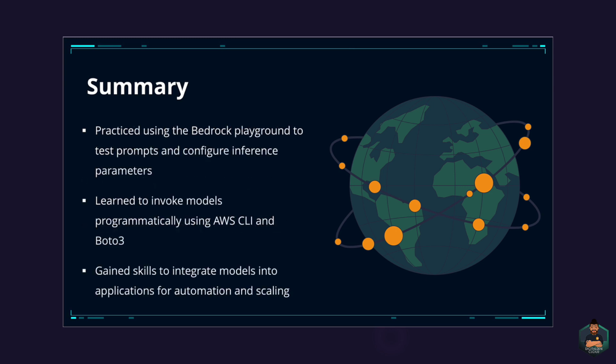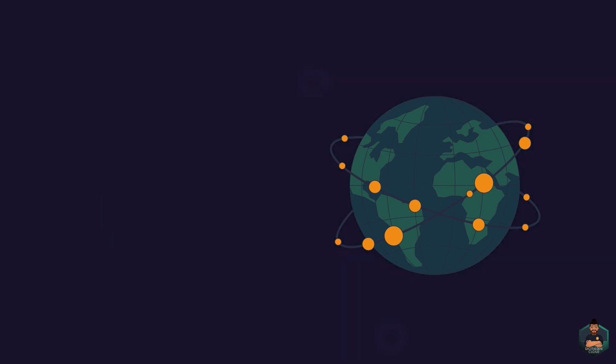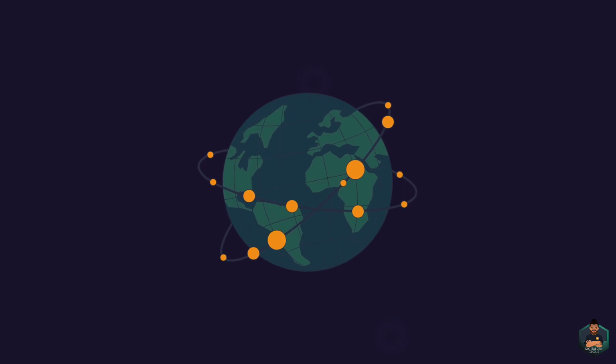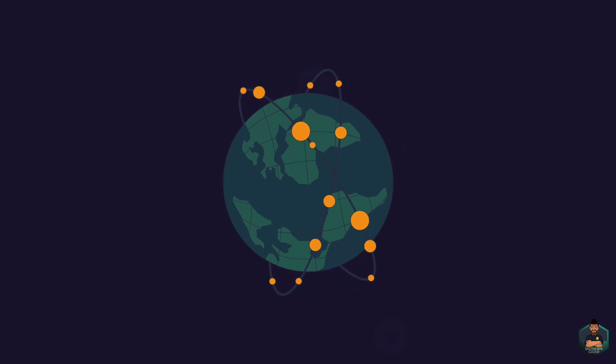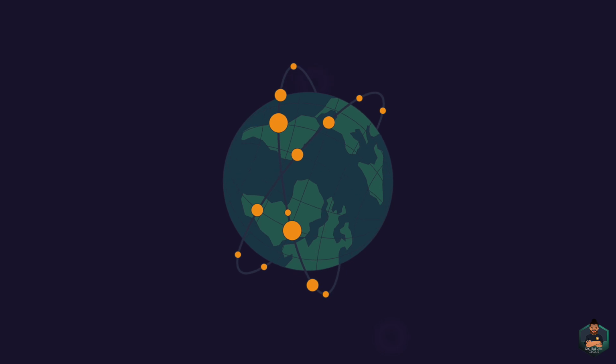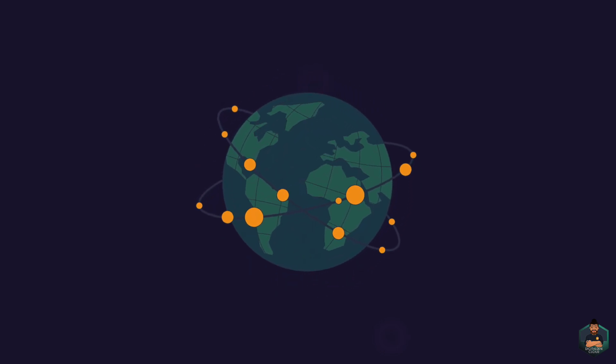In the hands-on sections, you practiced using the Bedrock Playground to test prompts and configure inference parameters, giving you the ability to experiment with model outputs. You also learned how to programmatically invoke models using the AWS CLI and the AWS SDK for Python Boto3 to enable seamless integration into applications for automation and scaling. That now brings me to the end of this lesson on Amazon Bedrock, and so you should now have a better understanding of Bedrock and how to integrate and utilize foundation models in your applications.